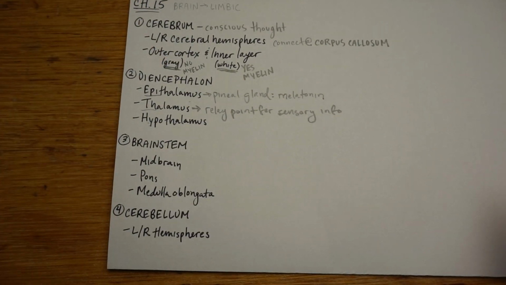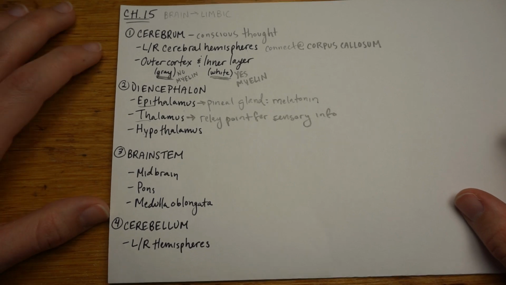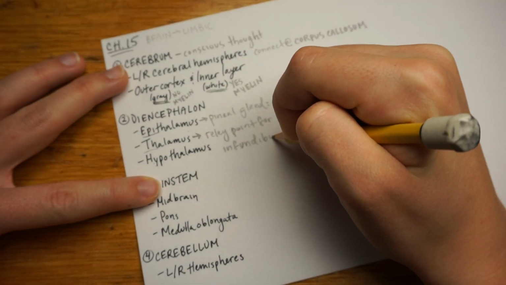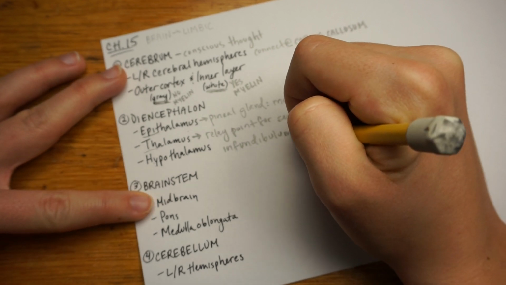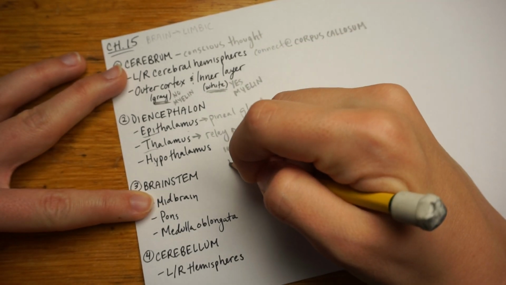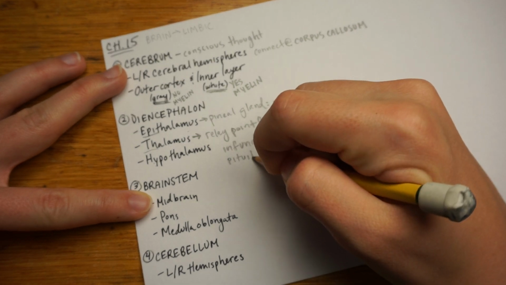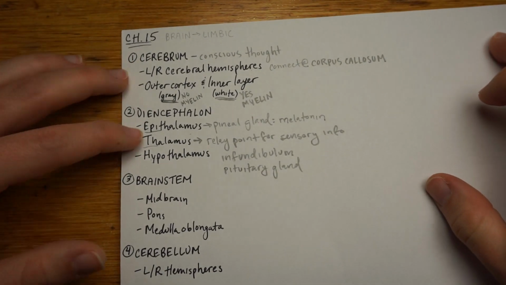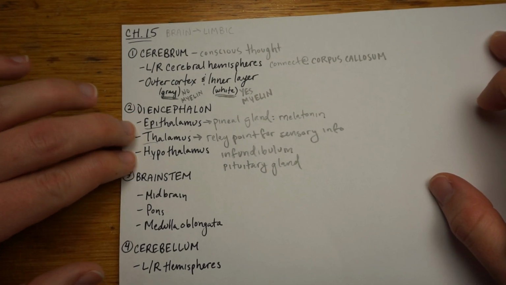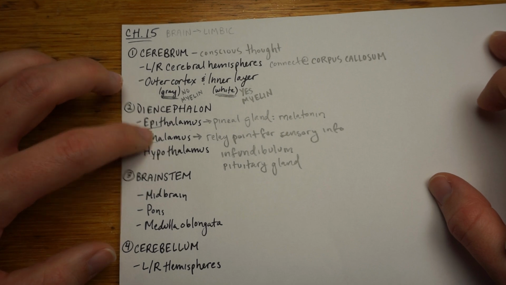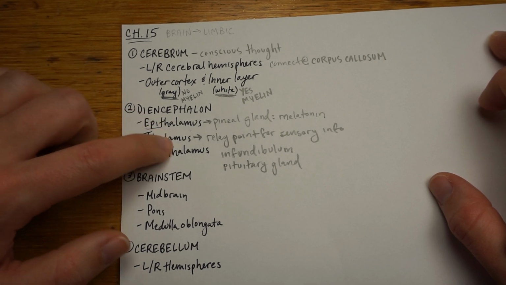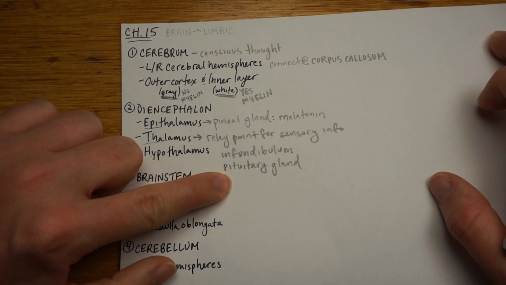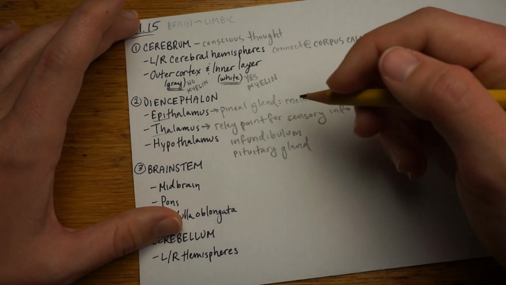Okay, and then the hypothalamus has what's known as the infundibulum, and it also has the pituitary gland. So don't get these two mixed up. You have the diencephalon, which has three components: the epithalamus, the thalamus, and the hypothalamus. The epithalamus has the pineal gland. The hypothalamus has the pituitary gland. So make sure you know that.